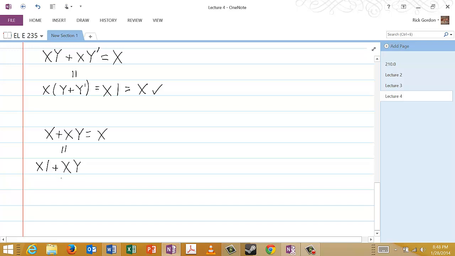But now that we've written this in that way, we notice that that is the same thing as x ANDed with 1 or y. But 1 ORed with anything, remember from our Boolean table above, is 1, and 1 ANDed with any variable is the variable itself. And so, sure enough, we get the expected result of x.